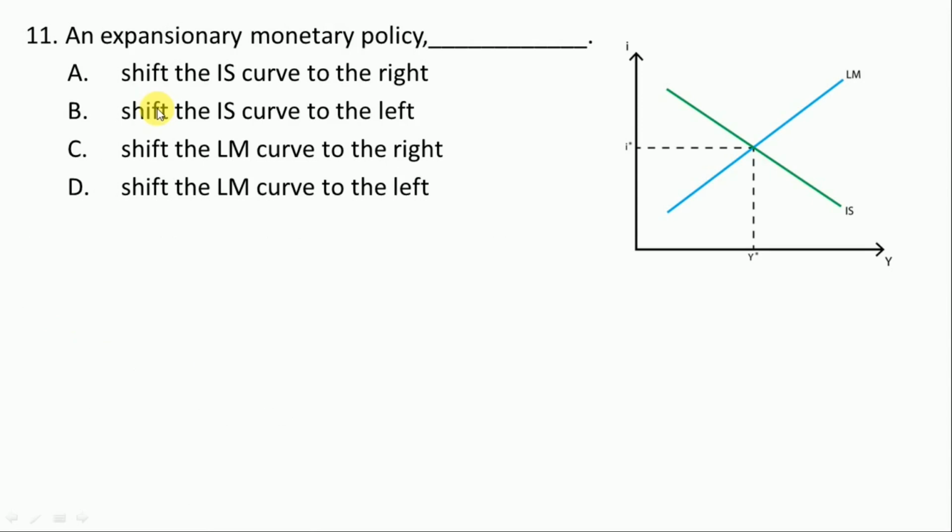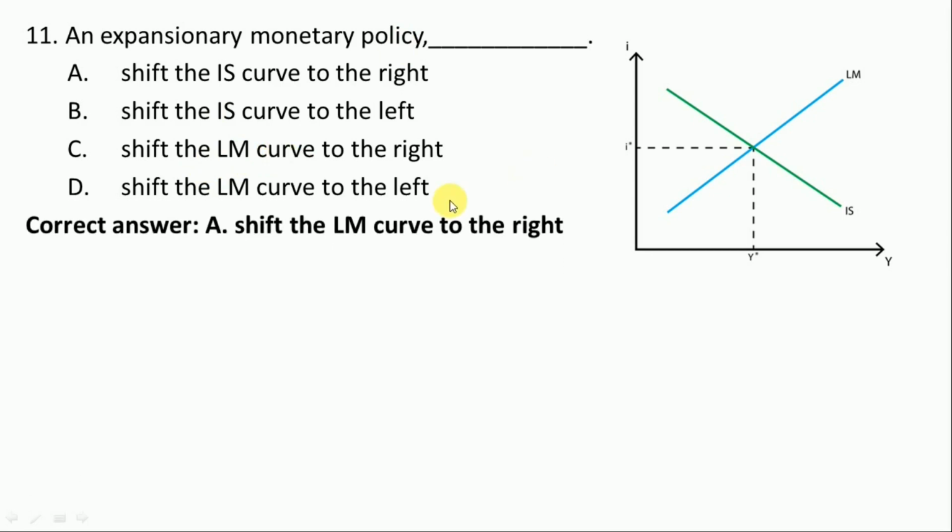The next question is about an expansionary monetary policy dash dash. मतलब it is expected here as the government implements the expansionary monetary policy, how that will affect the IS curve या फिर LM curve. So as the government implements the expansionary monetary policy in which the government reduces the bank rate, CRR, SLR, and as a result of that the LM curve is going to shift to the right side, not left side.